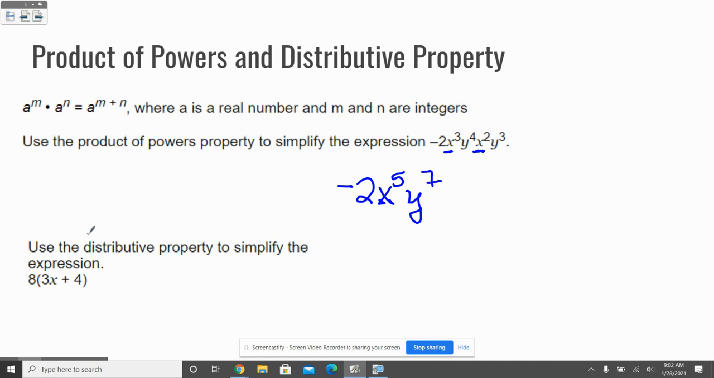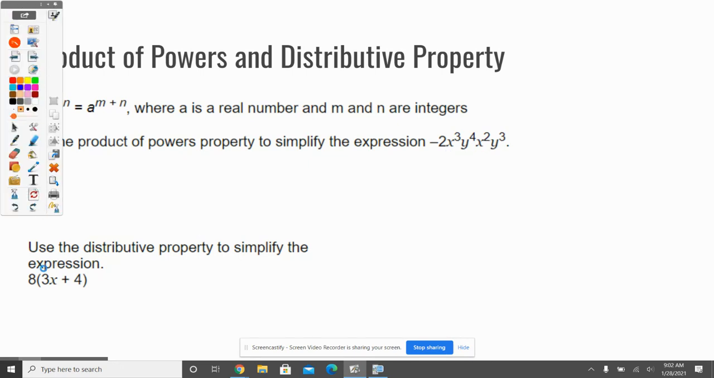Now, one thing kids are superstars at is distributing. Some of you have this burning desire to distribute all the time. So this is not something you struggle with. That is 24x plus 32. And this is very important when we're talking about multiplying polynomials, because this is a linear and this is a constant, and we just multiplied them. Okay, we just multiplied a bunch of what we call monomials next.